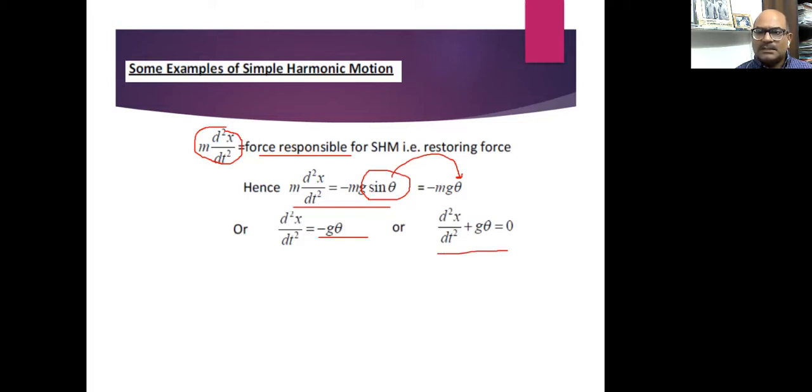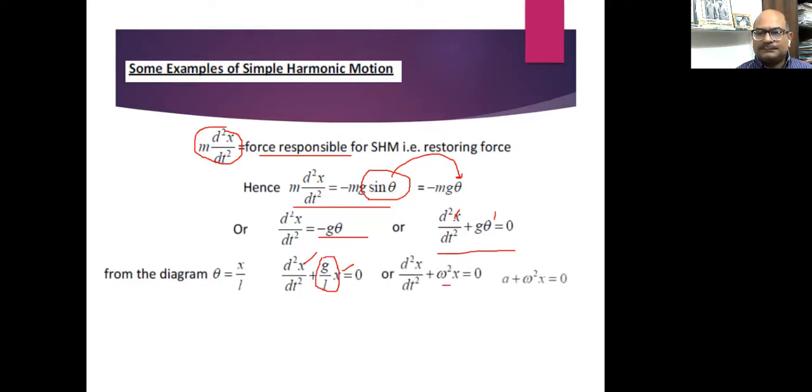Or we can have d2x by dt square plus g theta is equal to 0, and it is the same type of relation, but here it is x and theta. So we need to change this part. From the diagram, we can easily make out that theta is equal to x by L. So d2x by dt square is minus g by L x. So we got x and x, both are here. So now we can make out that omega square is g by L.